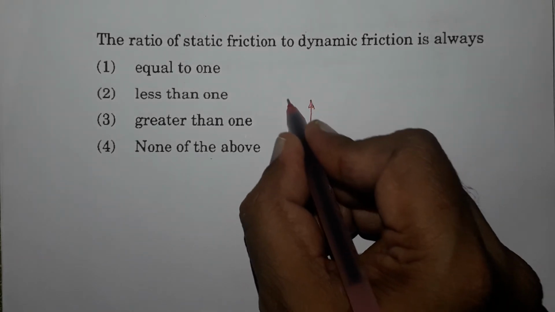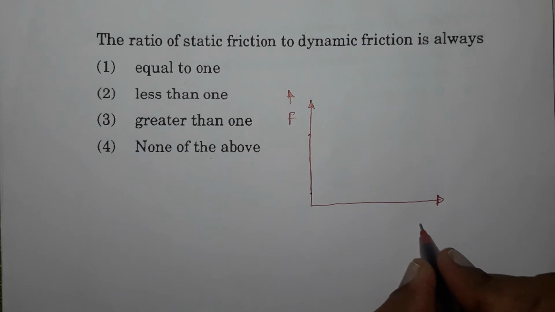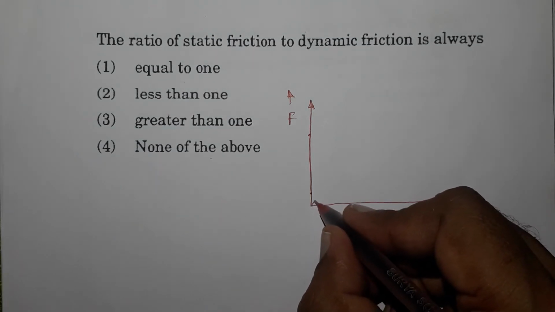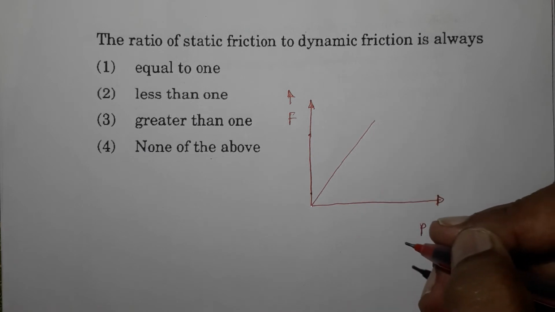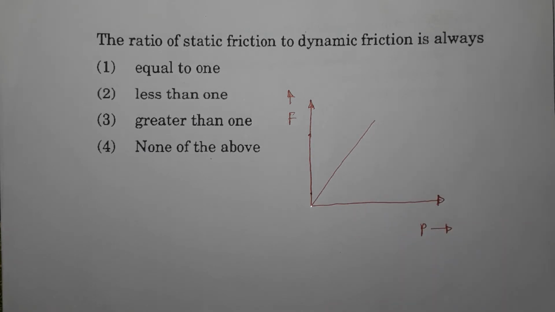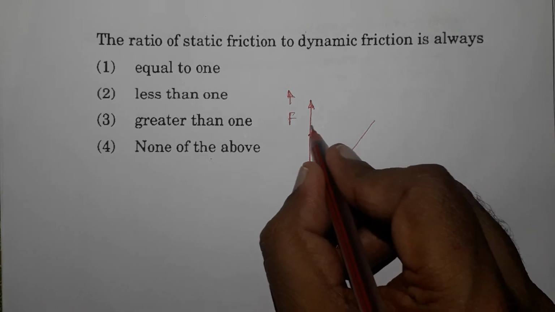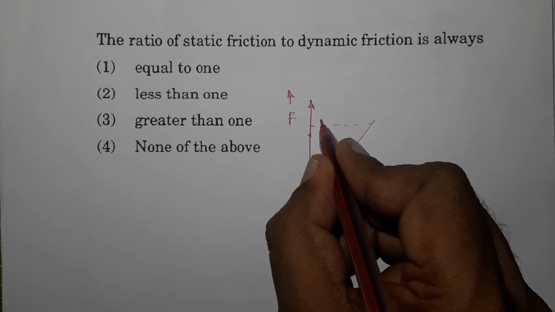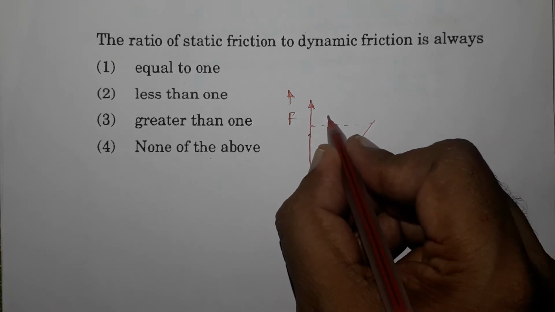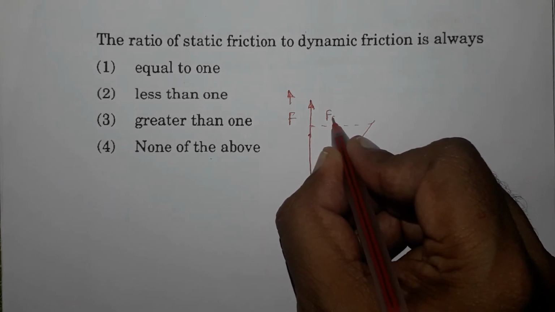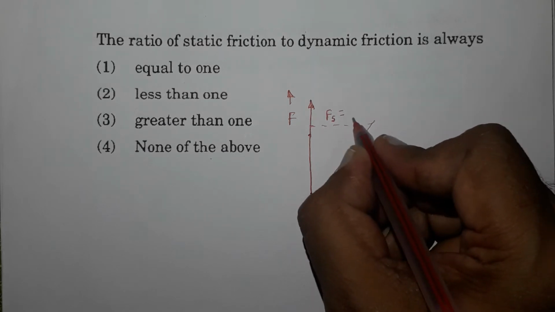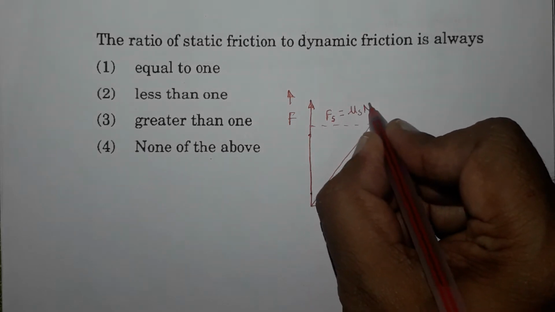Let us keep the frictional force along the y-axis and the applied force along the x-axis. So if the graph is plotted, the graph is like this. It is an inclined line, so frictional force increases with the applied force and it attains the maximum value. So this value is the maximum value of frictional force, and at this stage the static friction, that is the maximum value of frictional force, Fs, is given as mu s into N.